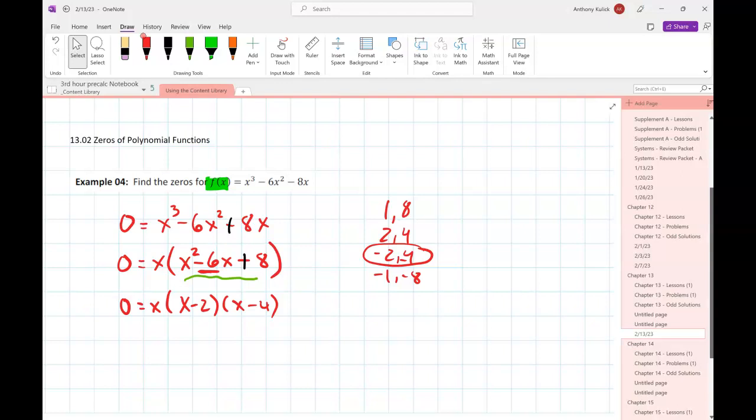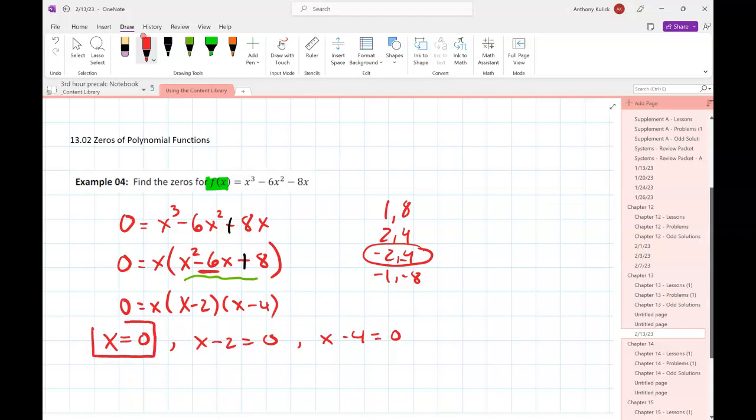At least one of them has to be 0, right? The only way to get 0 through multiplication is if something is 0, right? Yep. So we can do the same thing here. We can take each of those factors, set it equal to 0, and solve independently.